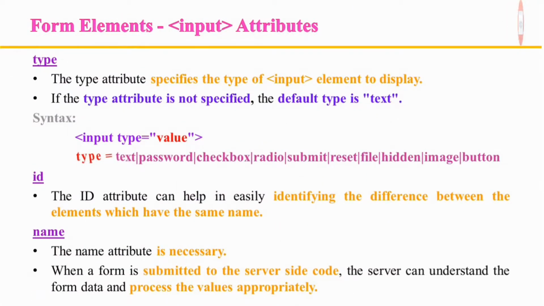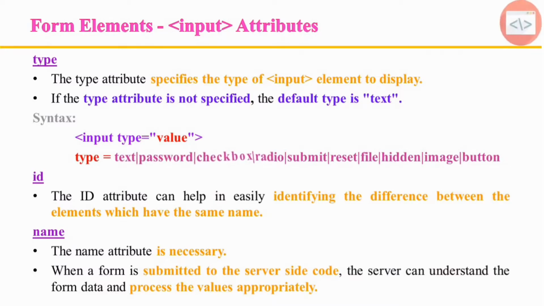The following list of attributes for the input tag includes type, ID, and name. The type attribute specifies the type of input element to be displayed. If the type attribute is not specified, the default type is text. The type attribute indicates what kind of input we want. If we give text as a value to the type attribute, then we will enter text in an input field. There are many possible values for this particular attribute. Some possible values are email, telephone, password, checkbox, reset button, etc.